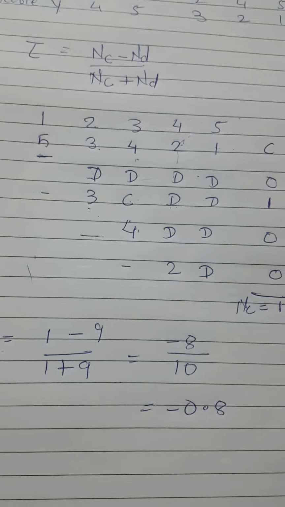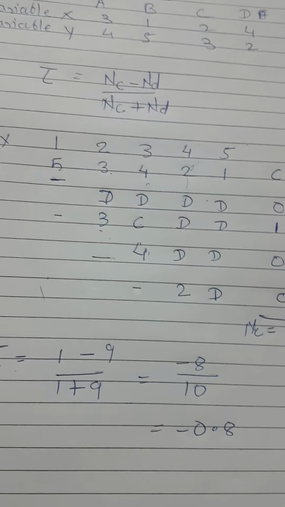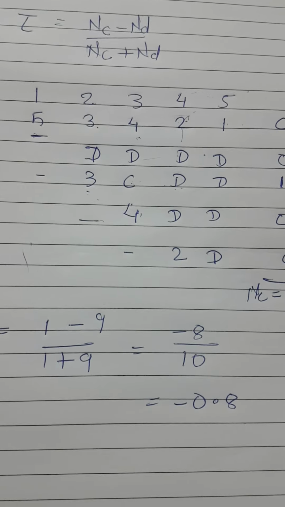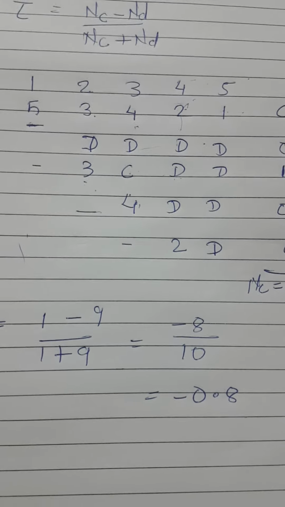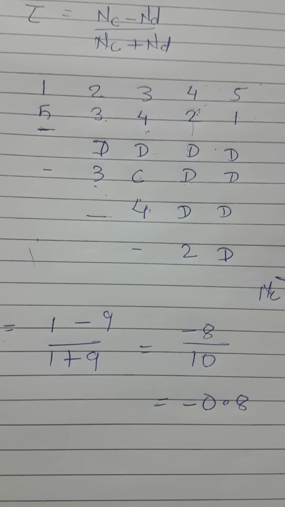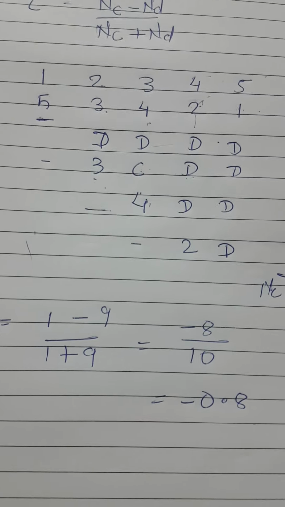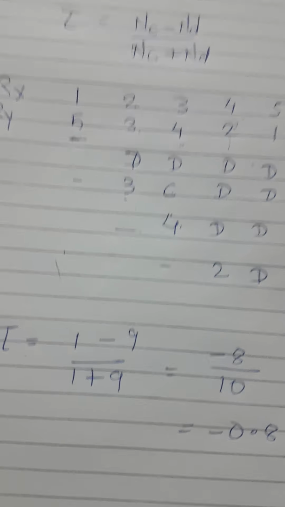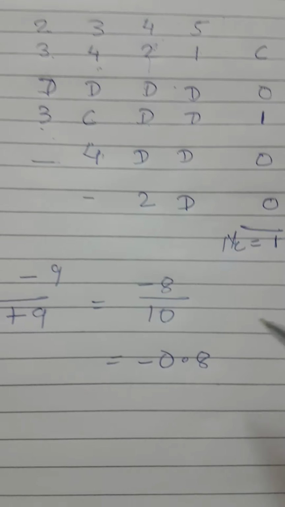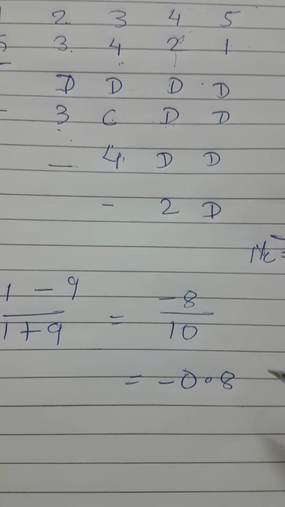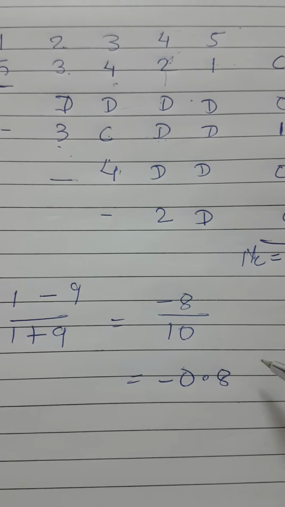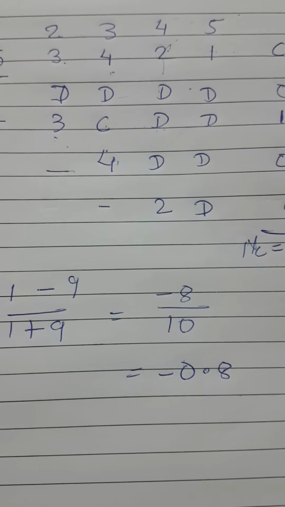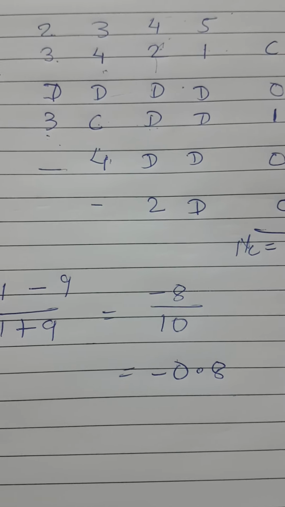But if they ask us to find the final result, then the result will be: if it is closer to 1, then it is a highly positive correlation. If it is near to 0, then it is a low positive correlation. And if it is in between, around 0.5, then it is a moderate correlation. But here we have got a negative sign also. And it is close to what? It is close to 1 because 0.8 is close to 1. So here it will be a high negative correlation.